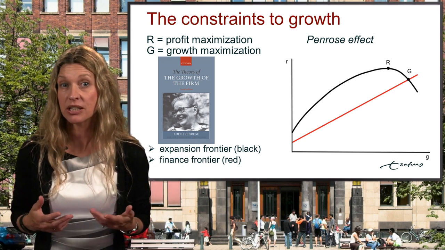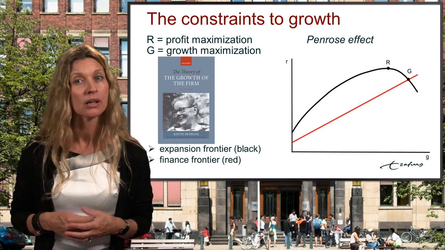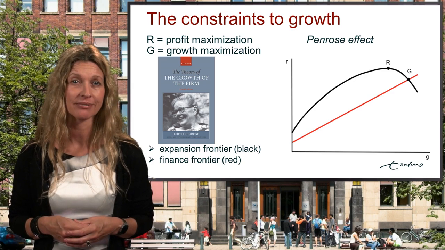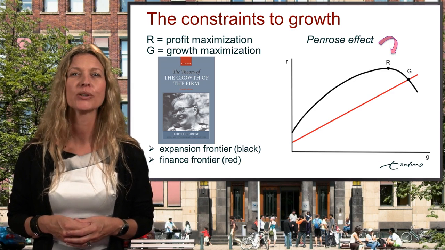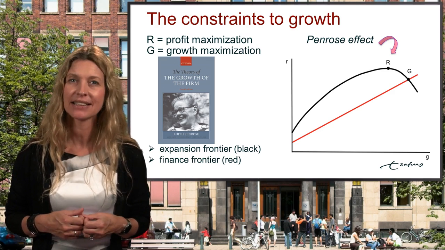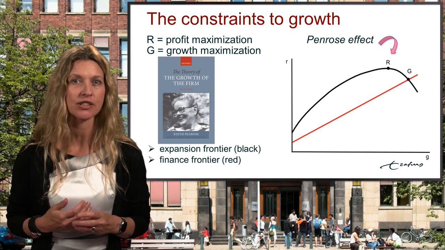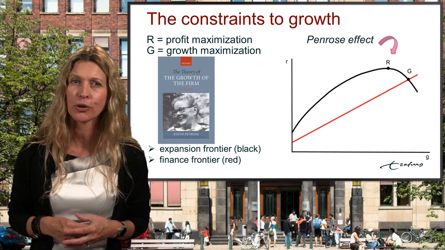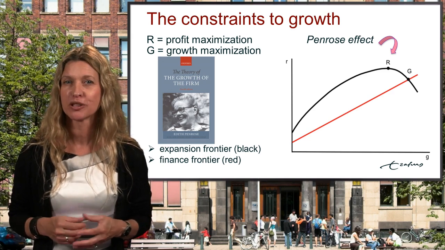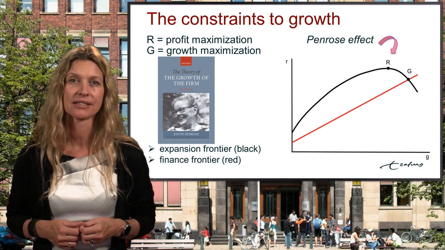Beyond this point, the profit rate declines. So at point G, the firm is bigger in size than at point R, producing more output. But at point G, the profits are lower than at point R. We call this the Penrose effect, after the British economist Edith Penrose. She discovered that it's smarter to grow in size up to point R than to point G. Bigger doesn't necessarily imply more profitable. Bigger may also mean more costly and riskier.